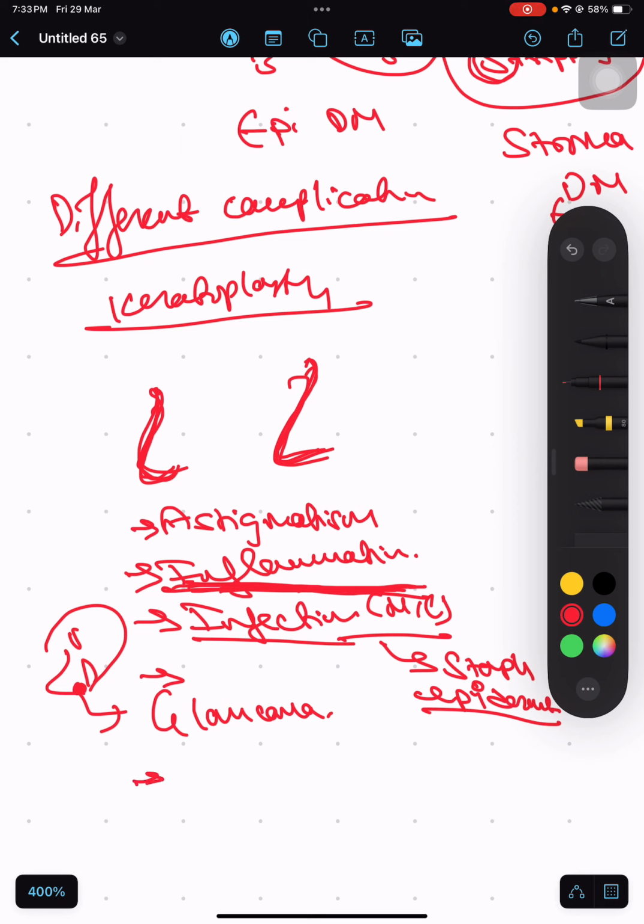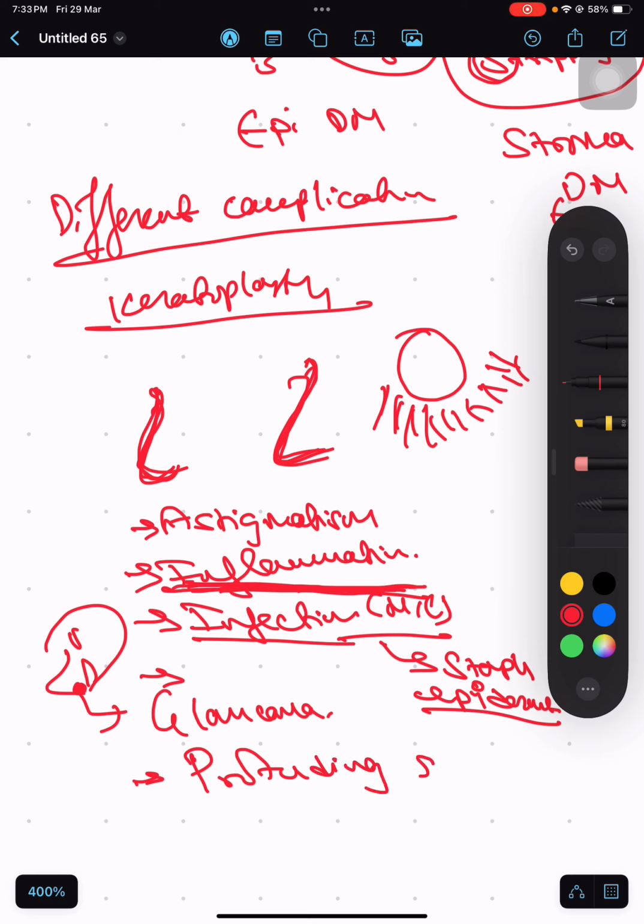Clear? Similarly, what might happen is, we transplant the cornea and then we give radial sutures to fix it. These sutures may be weak, so there might be protruding sutures. There might be loose sutures. I hope we are clear till here.